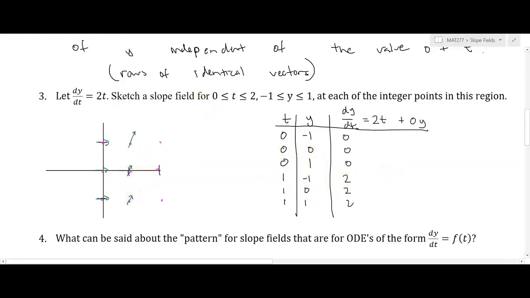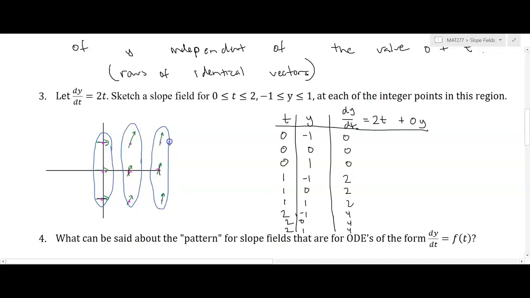And then when t becomes 2, at 2, negative 1; 2, 0; and 2, positive 1, 2 times 2 is going to be 4, so these are just going to have twice the incline of the slope. And I'm going to try my best here to make it look more vertical, but hopefully you get the idea that all three of these are the same. So once again, we see that these three are the same for that value of t. And when we change the value of t by 1, all three of those vectors are the same.